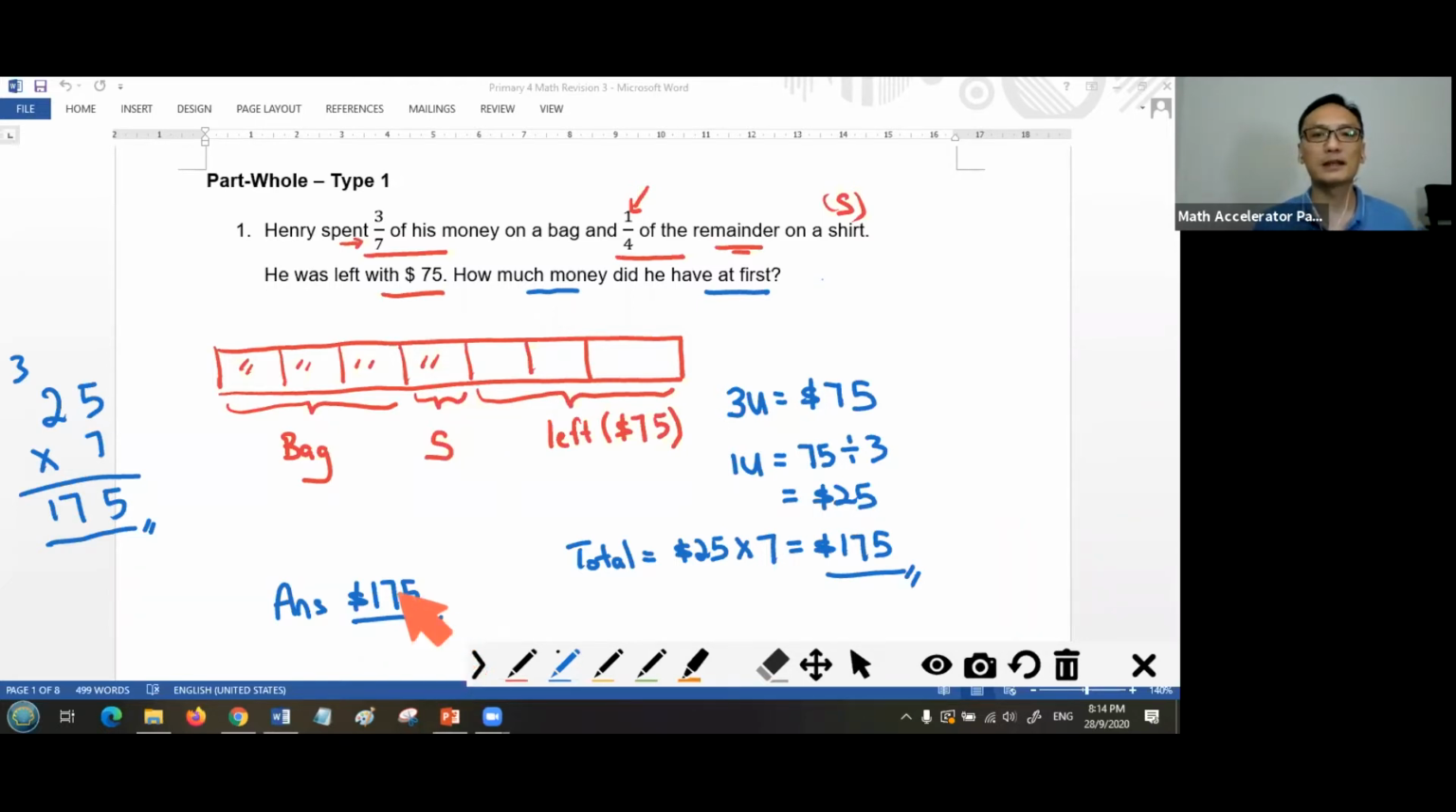You can put the dollar sign at the end of the working. Okay, you can omit the dollar sign.